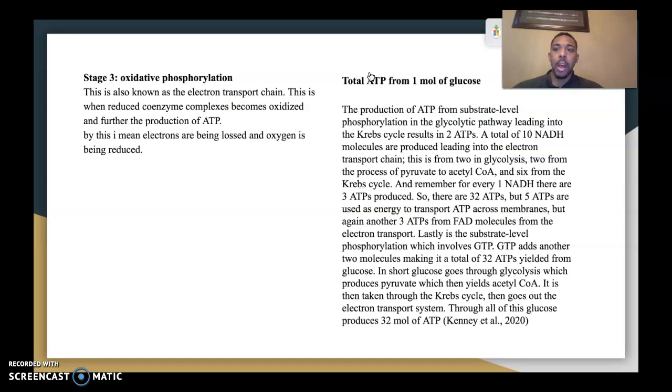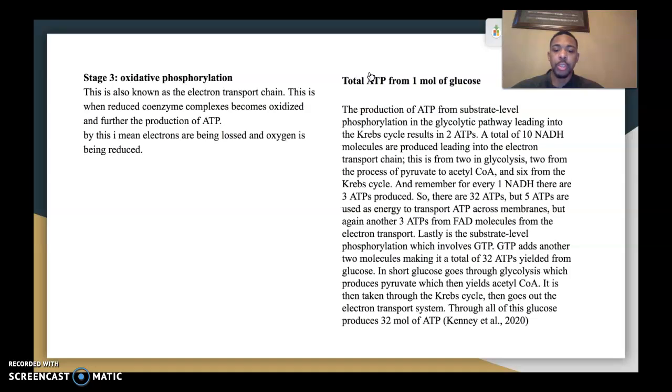So the next step is oxidative phosphorylation. This is also known as the electron transport chain. This is when reduced coenzyme complexes become oxidized and electrons are passed off and lost, mainly passed off to other areas, and oxygen is being reduced. This happens through a protein gradient in which the compounds are being taken in and hydrogen protons are being released, creating stored energy and producing ATP.